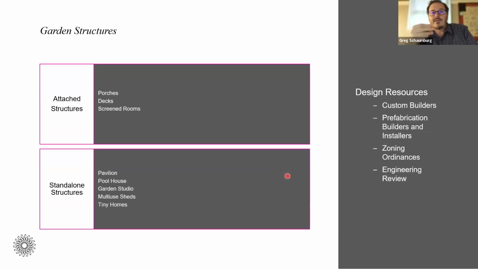A couple other little things that come into, this will kind of go into the realm of garden structures we'll touch on, to porches and decks and screen rooms. Those are the ones that are attached to a building. But then you also have standalone structures like a pavilion or a pool house, or some of the multi-use sheds that became popular for a little bit of time during the COVID years, where people wanted a little getaway or a home office part.